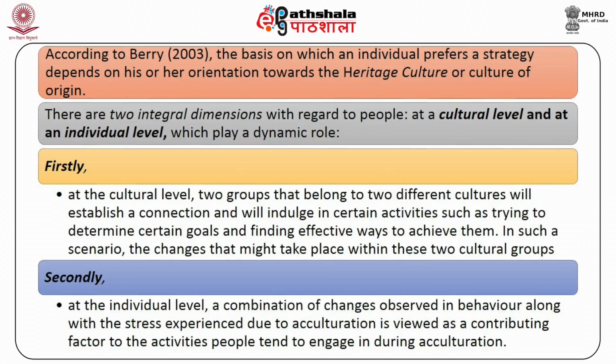There are two integral dimensions with regard to people, at a cultural level and at an individual level, which play a dynamic role. Firstly, at the cultural level, two groups that belong to two different cultures will establish a connection and will indulge in certain activities such as trying to determine certain goals and finding effective ways to achieve them. In such a scenario, the changes that might take place within these two cultural groups would be a result of the influences of different acculturation strategies. Secondly, at the individual level, a combination of changes observed in behavior along with the stress experienced due to acculturation is viewed as a contributing factor to the activities people tend to engage in during acculturation.